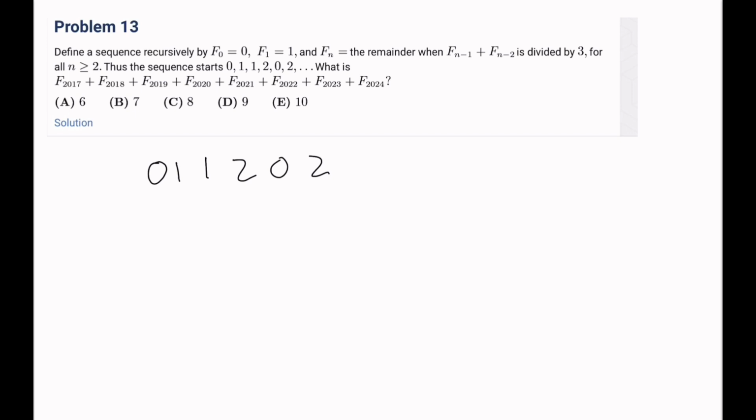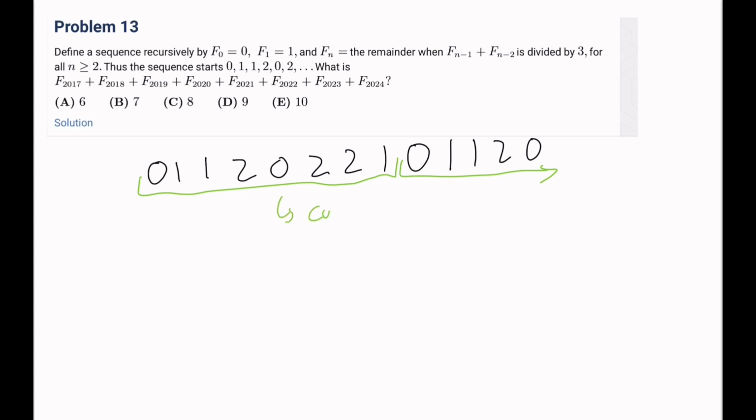The next is the remainder when the sum of the previous two values is divided by 3. So 0 plus 2 divided by 3 has remainder 2, and 2 plus 1 divided by 3 has remainder 0, 1 plus 0 divided by 3 has remainder 1, and then 1, 2, 0. And so now we see that there's a pattern. We have 0, 1, 1, 2, 0, 2, 2, 1, and then 0, 1, 1, 2 starts all over again, right? And so this is cyclic.